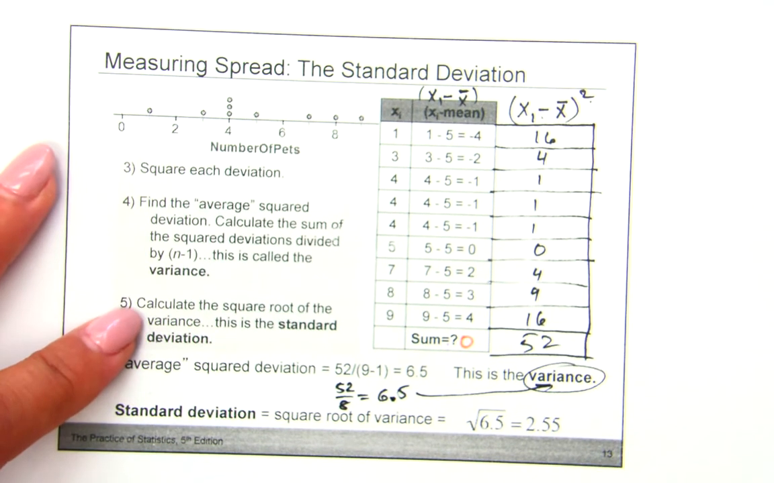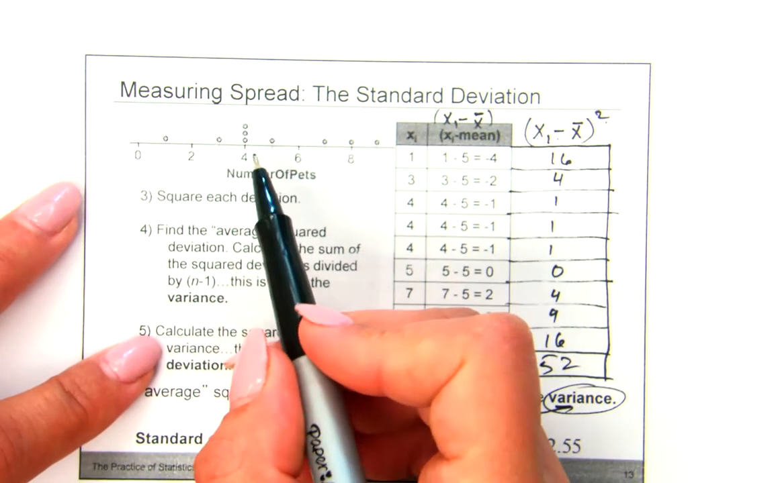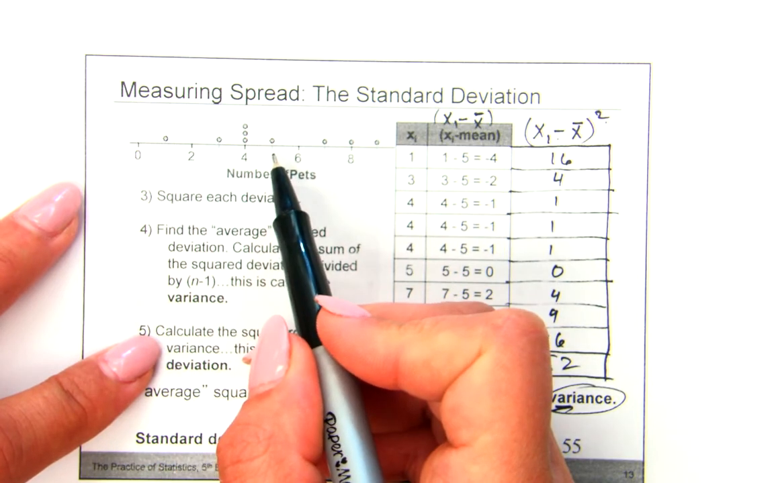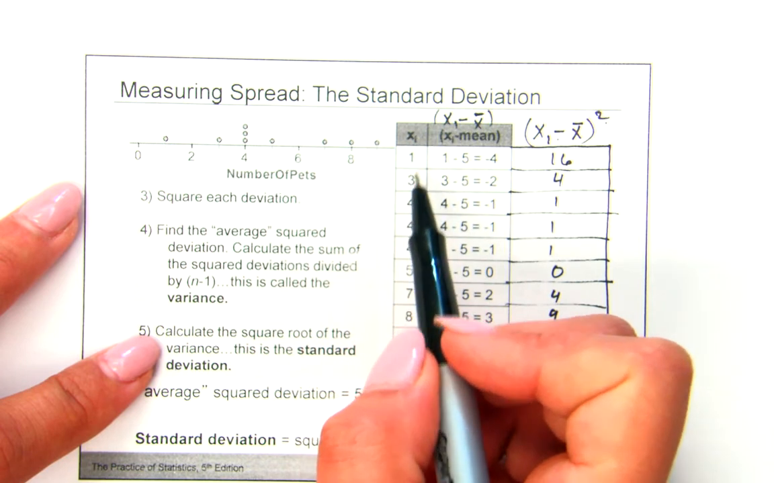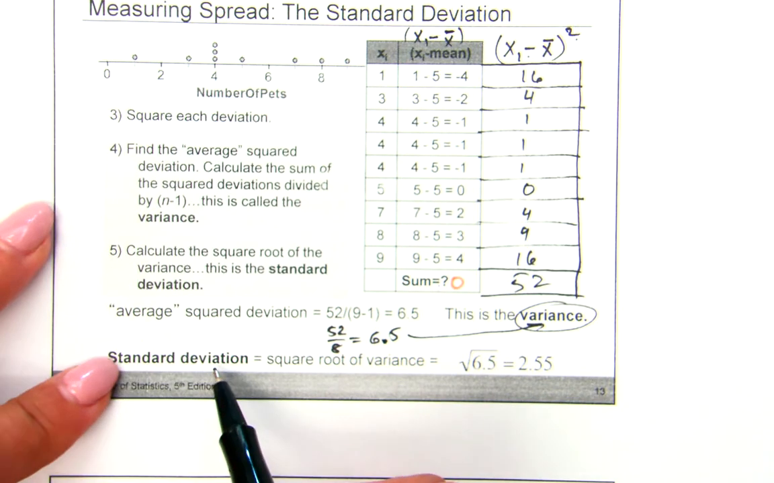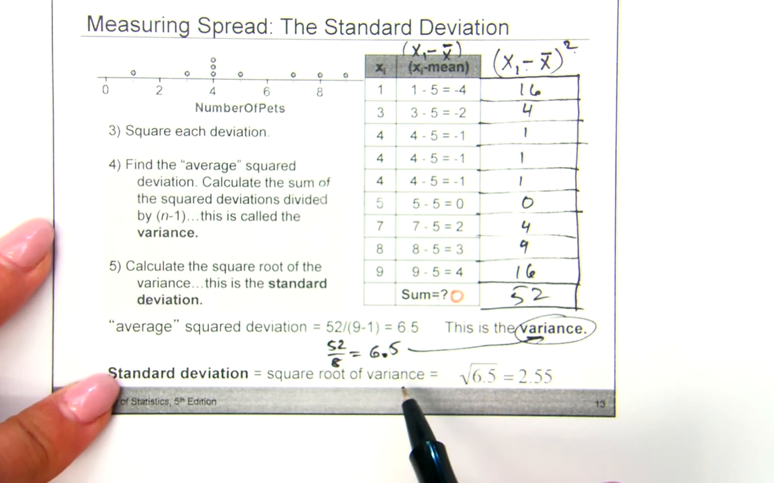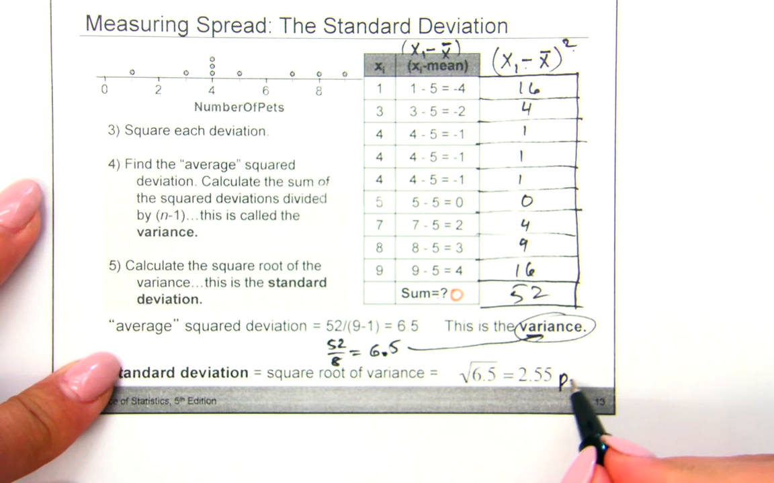Now, the standard deviation. The 6.5 isn't going to help you. 6.5 is not going to be something useful because if our mean is at 5, 6.5 out from that is just way too far out. It's like 11 point something, or 11.5. The standard deviation is you take the square root of the variance. So that would be 2.55 pets.